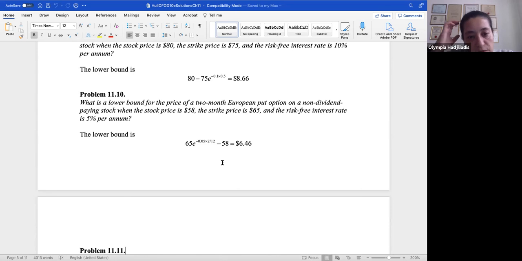What is a lower bound for the price of a 2-month European put option on a non-dividend paying stock when the stock price is $58, the strike price is $65, and the risk-free interest rate is 5% per annum? So the answer is the present value of the strike price 65, which is 65 times e^(-0.05 × 2/12), because it's a 2-month European put option, minus $58, which is the stock price. So that gives $6.46.